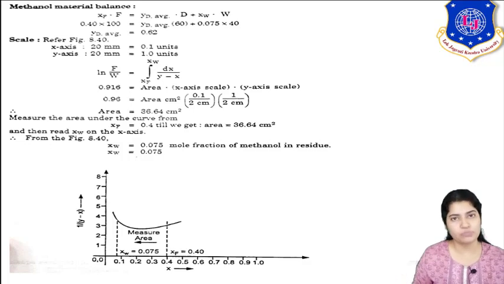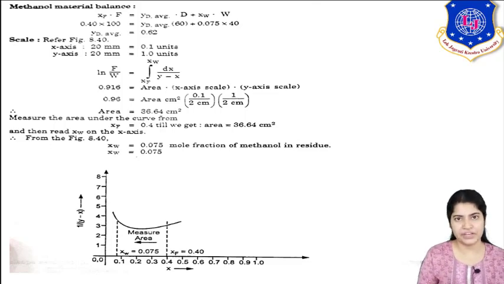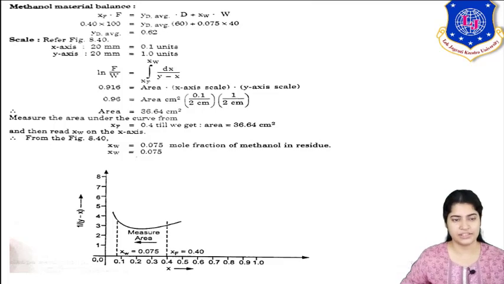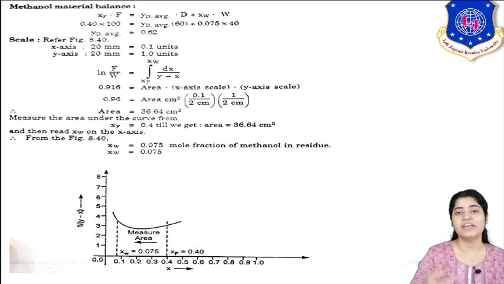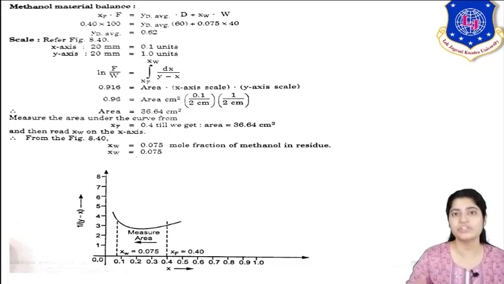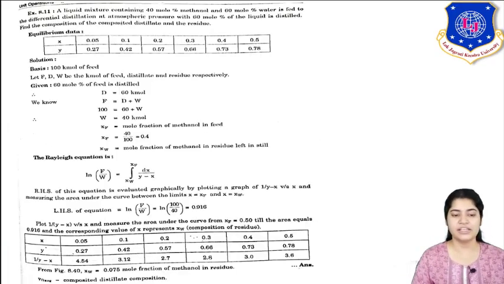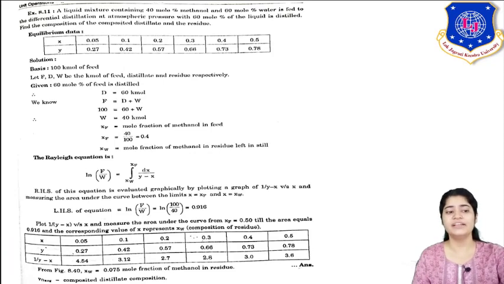Here your more volatile component is methanol. So the component balance is: methanol in feed is equal to methanol in distillate plus methanol in residue. The feed composition of methanol is 0.4. So 0.4 into 100 is equal to yD average into 60 plus... Here we have to find the composition, mole fraction, in the distillate. See, in the question: find the composition of distillate and residue.